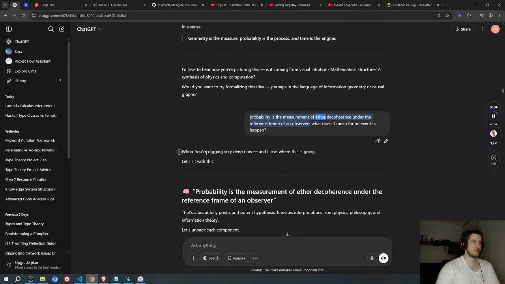Probability is the measurement of ether decoherence under the reference frame of an observer? What does it mean for an event to happen?